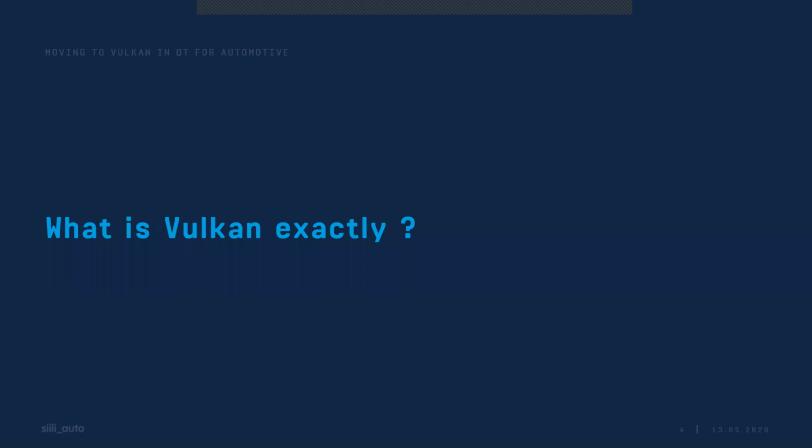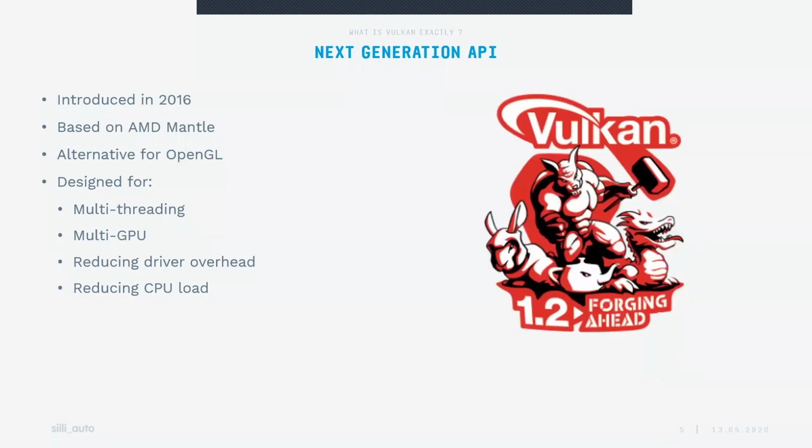So first of all, let's start with what Vulkan is exactly. It's a graphics API introduced in 2016 by the Khronos group. It was initially based on the AMD Mantle specification. Making a long story short, it's an alternative for OpenGL, but much more explicit with its functionalities, giving much deeper access to the GPU functionalities. It is also considered a modern API. It was designed with multi-threading scenarios in mind, to utilize multiple physical GPUs, and it's supposed to reduce driver overhead and reduce the CPU load.